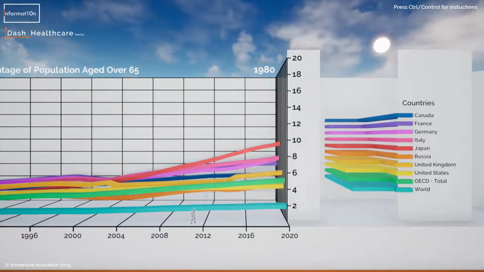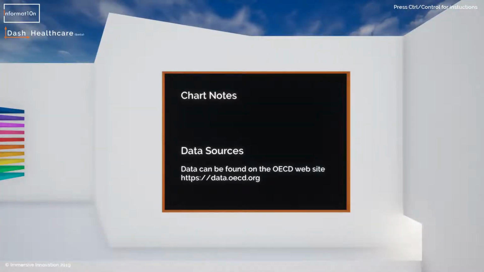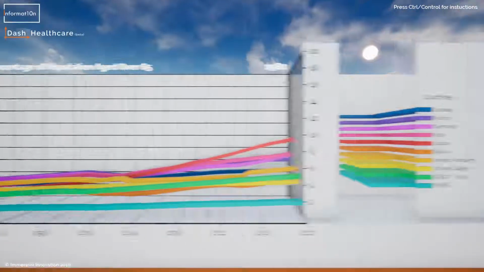Just by pressing Alt one more time, I can also change the camera view to my sources. So there you can see where the data's come from. You can go to the website and you can see the data for yourself, the raw data. Pressing Alt one more time takes me back to the chart.